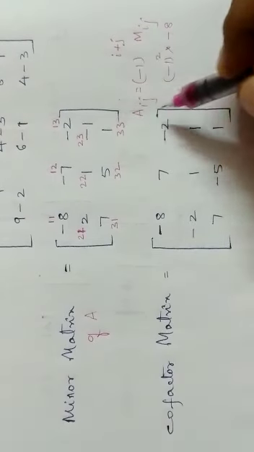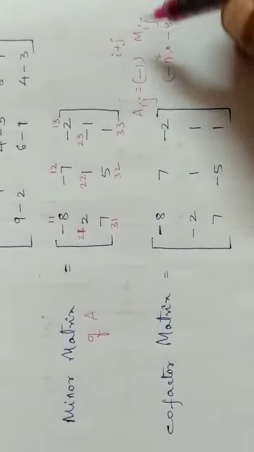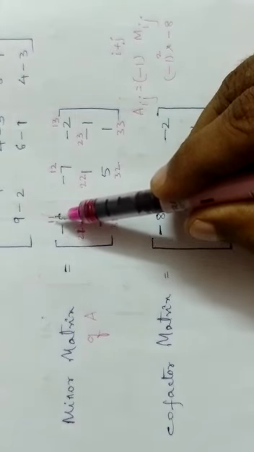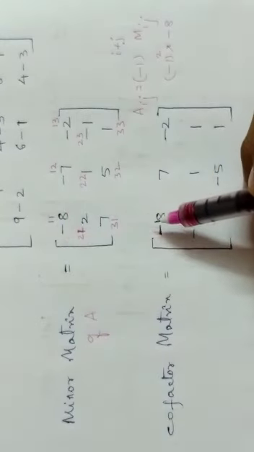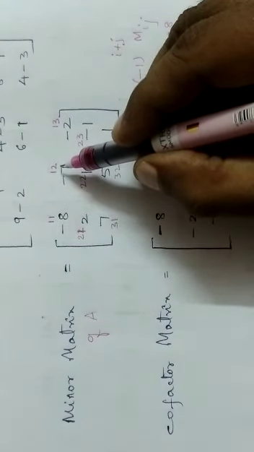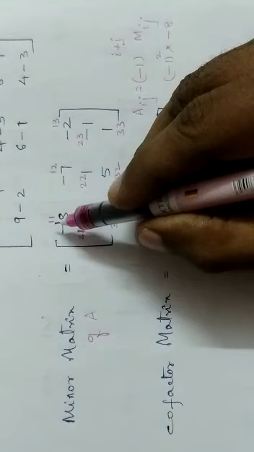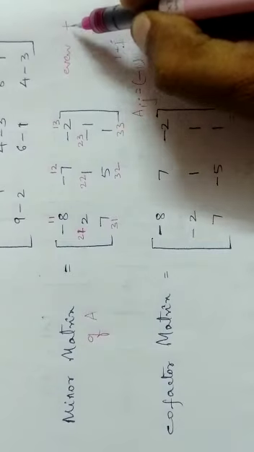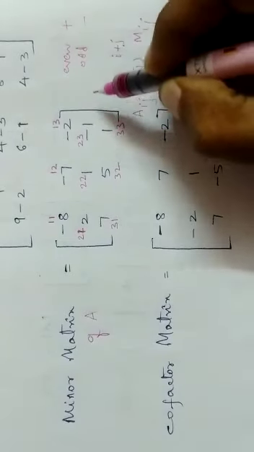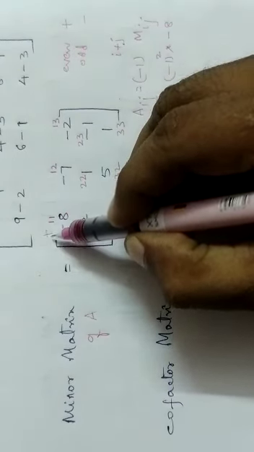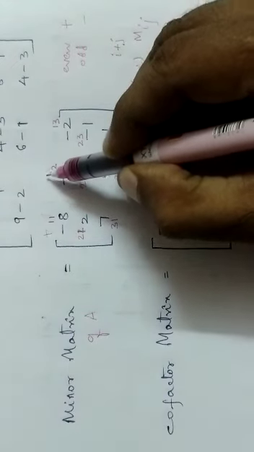Instead of using this formula, simply we can understand like this. If we add these two, if you get an even number, put plus sign. If you get an odd number, put minus sign. 1 plus 1, 2: even, put plus. If it is odd, put minus. So 1 plus 1, 2, so plus symbol. 1 plus 2, 3, so minus symbol.